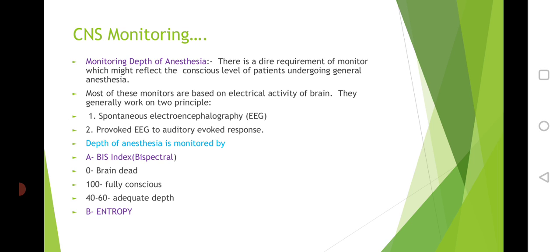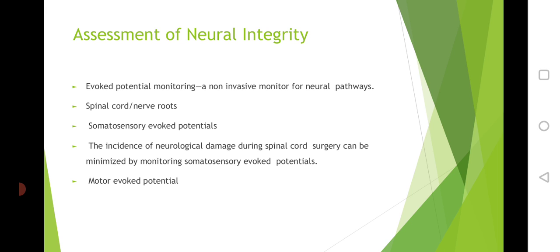Depth of anesthesia is monitored by BIS index, the bispectral index. 0 is brain dead, 100 is fully conscious, and 40 to 60 is adequate depth. Second is entropy. Assessment of neural integrity. Evoked potential monitoring, a non-invasive monitor for neural pathways, spinal cord or nerve roots.